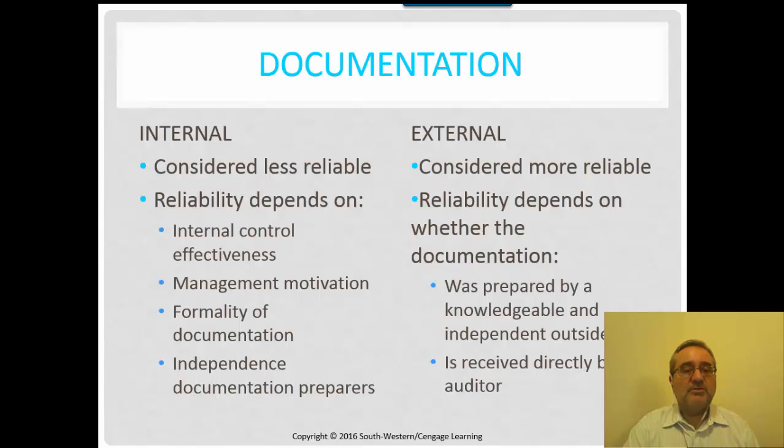Internal evidence, generally speaking, is considered less reliable. Reliability depends upon internal control effectiveness, management motivation, the formality of documentation, and independent document preparers, which is one of the reasons that we do our internal control testing before we actually do our substantive testing, because it's critical on our part to understand how internal controls are actually going to provide an assessment of the reliability of the evidence.